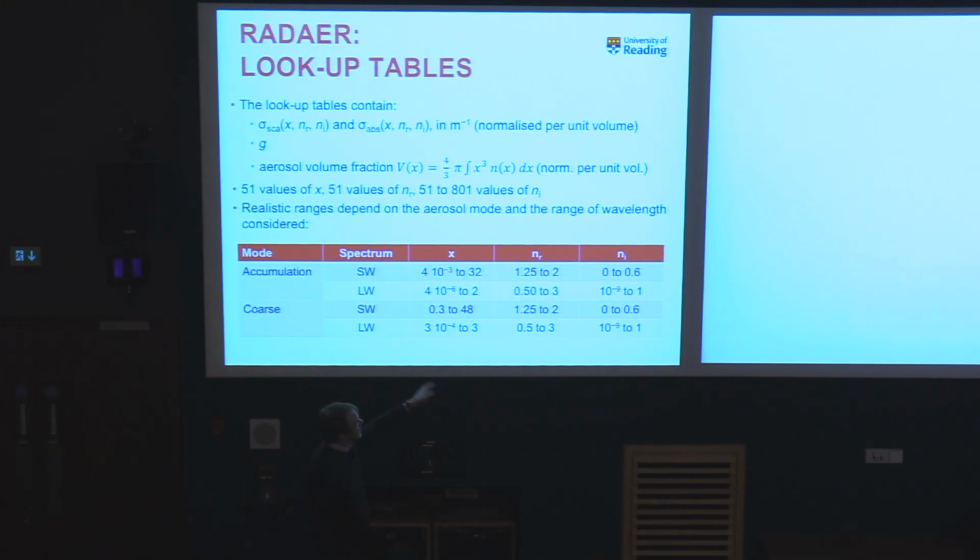And this is, well, it's really for your information, but this is the range covered by the different parameters. 51 values for most parameters, except for the imaginary part of the refractive index, which is now increased to 801 values because we didn't resolve low absorption well enough with 51 values. But the other two are fairly good.